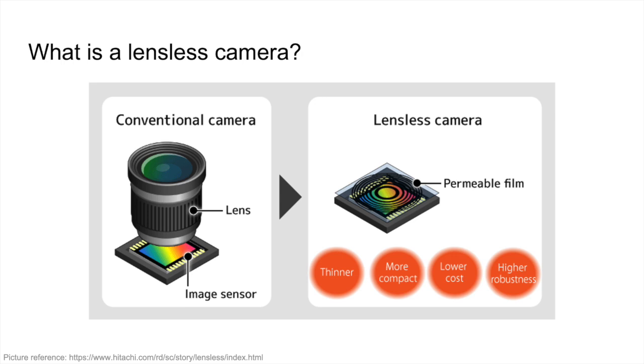Lensless cameras are cameras with no lens. Instead, they use alternative methods such as diffraction patterns, coded masks, or shadow imaging to capture information about a scene onto a sensor. They often rely on algorithms to reconstruct the final image from the captured data. Compared with conventional cameras, lensless cameras are thinner, more robust, and cheaper.